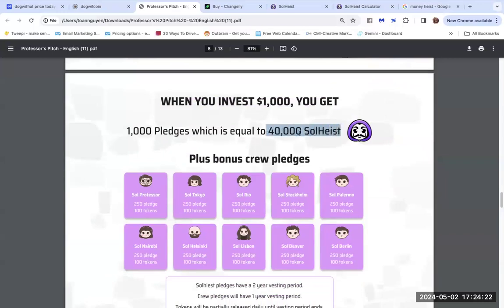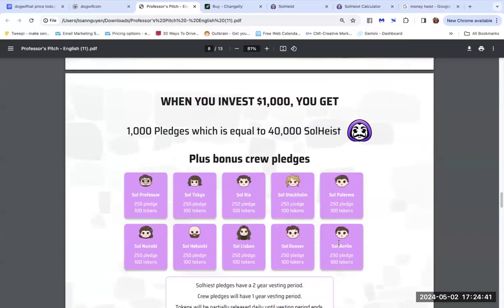All right? We're going to show you a calculator, what that looks like, in a little bit. But in addition to that, they're going to match you 25% in pledges on the other crew tokens. So you got 250 on Sol Professor, 250 on Sol Tokyo, 250 on Sol Rio. You guys get the point, right? Don't make me go through all 10. But basically, you're getting 250 on all of them.